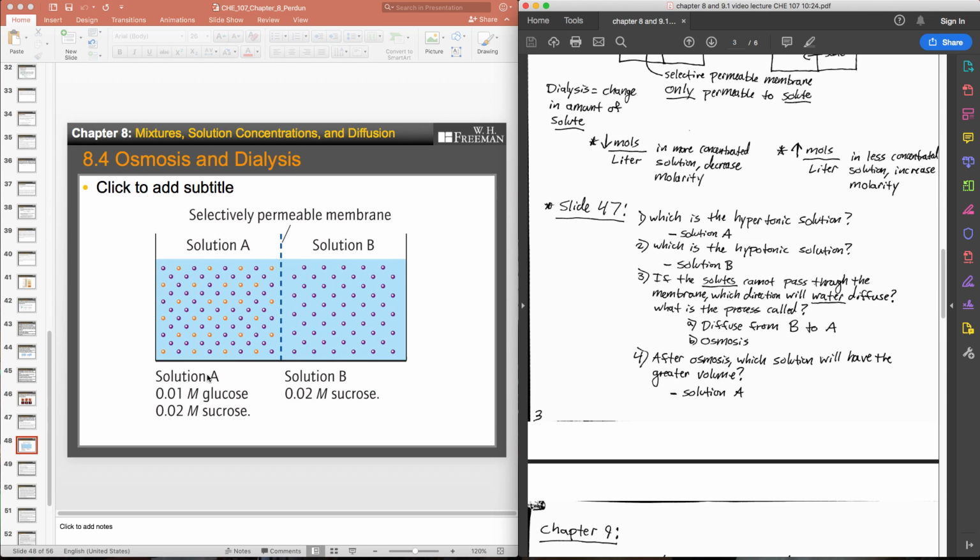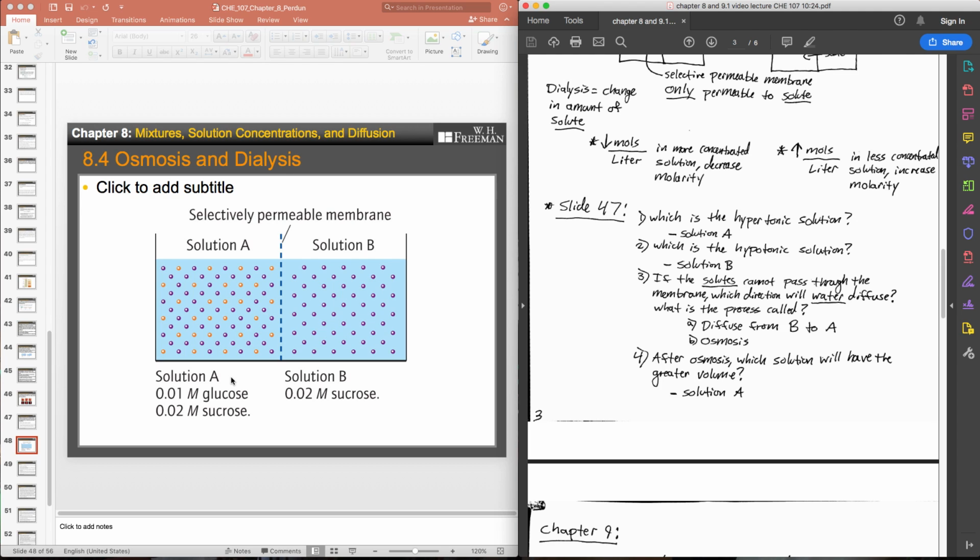But with this, in solution A, we have 0.01 mole per liter of glucose and 0.02 moles per liter of sucrose. Therefore, combined, we have a 0.03 mole per liter solution, right? Like I said, it doesn't matter what the solute is or what combination of solutes we have. It's the overall concentration. In solution B, we have a 0.02 mole per liter solution of sucrose, okay? And so therefore, 0.03 is a larger number than 0.02, and therefore solution A is hypertonic compared to solution B. And then which one's hypotonic? It's the exact opposite, right? Solution B is hypotonic to solution A.